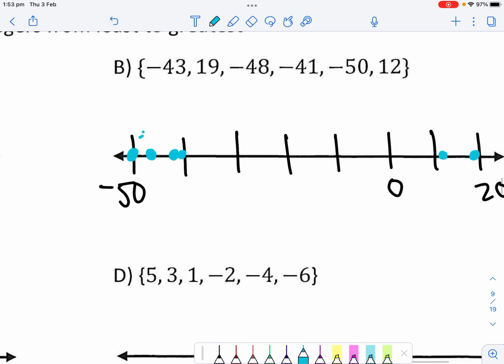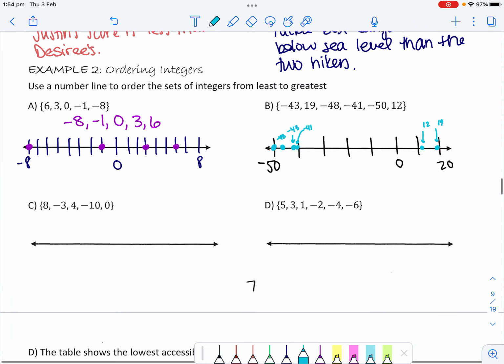So this is going to be negative 48, negative 43. This is going to be negative 41. And then I've got 12 and 19. So the order of my integers is going to be negative 50, negative 48, negative 43, negative 41, and then 12 and 19. You want to order them from least to greatest. Well, your number line is listed in order from least to greatest, furthest left to furthest right.